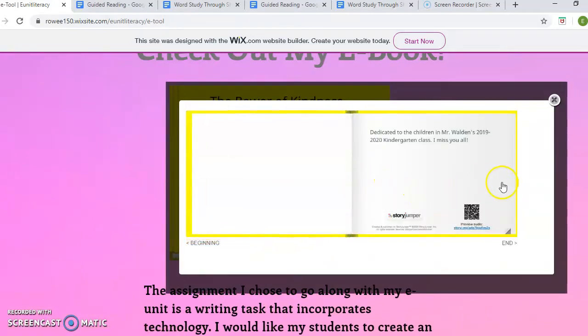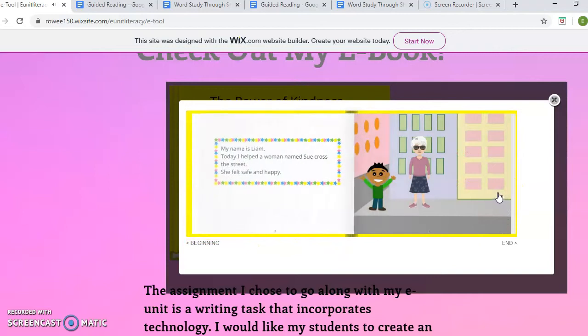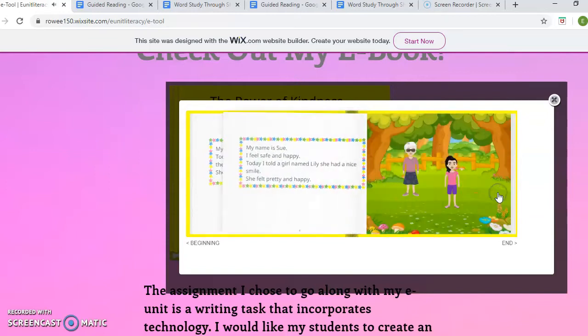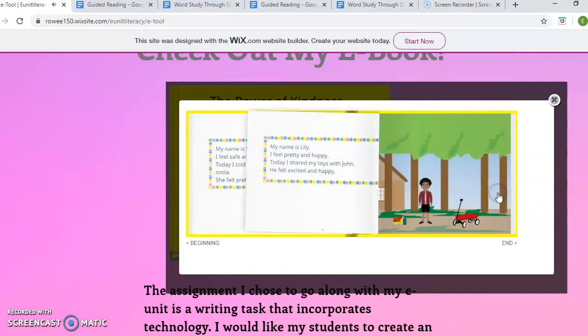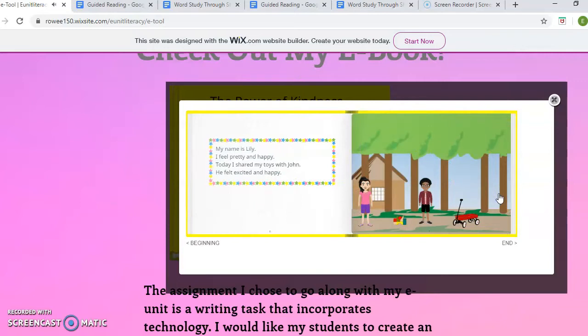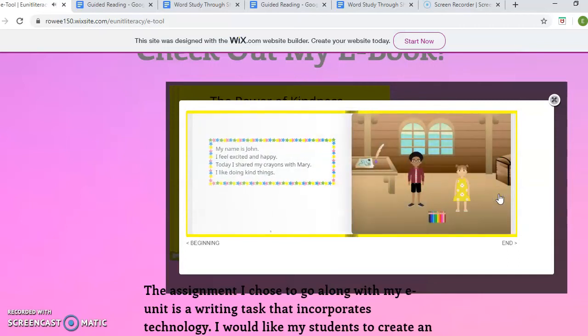The Power of Kindness. My name is Liam. Today I helped a woman named Sue cross the street. She felt safe and happy. My name is Sue. I feel safe and happy. Today I told a girl named Lily she had a nice smile. She felt pretty and happy. My name is Lily. I feel pretty and happy. Today I shared my toys with John. He felt excited and happy. My name is John. I feel excited and happy.